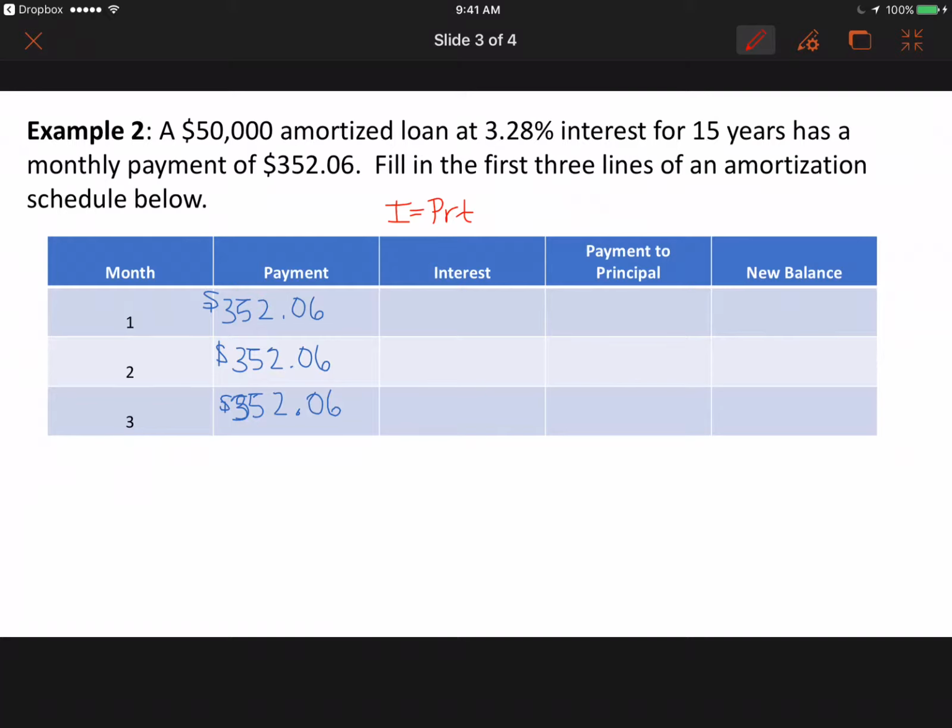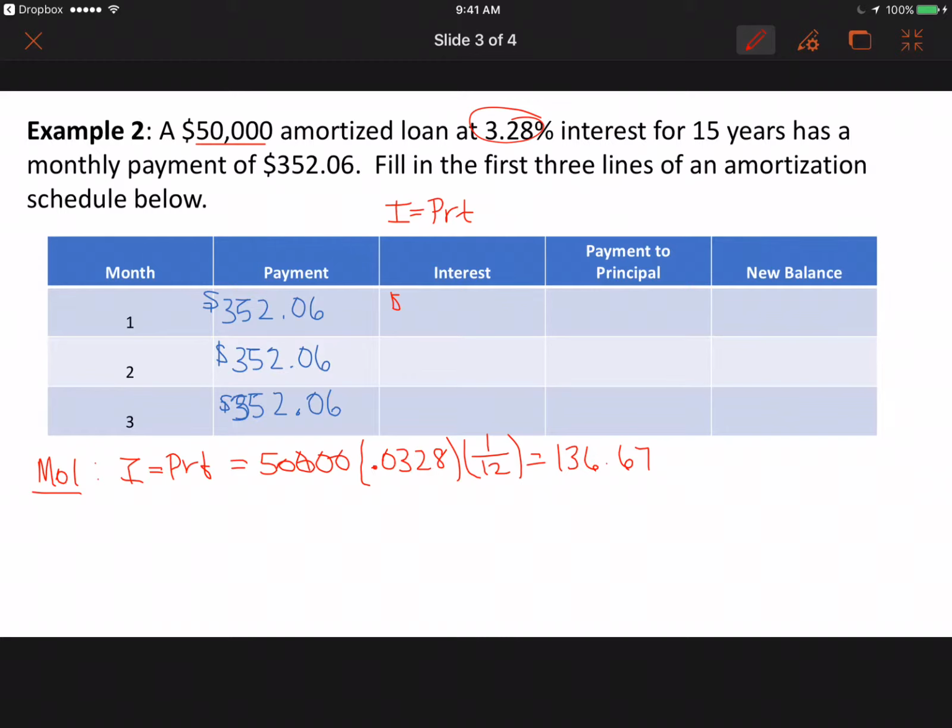So let's just look at month 1. In month 1, interest is PRT, where my P is the current balance of the loan. The current balance of the loan is what we started with, so $50,000. My rate is 3.28%, so in decimal form, it's 0.0328. And like I said, time is 1/12. Go ahead and type that into your calculator, and you should get 136.67. So in month 1, the interest is 136.67.